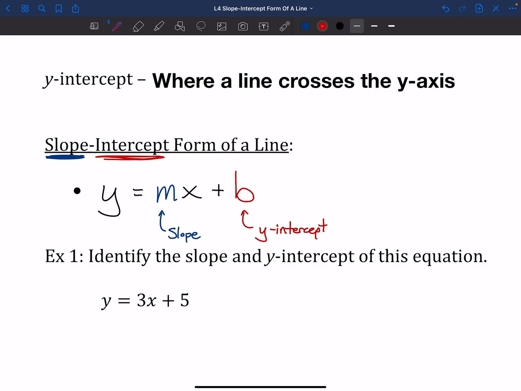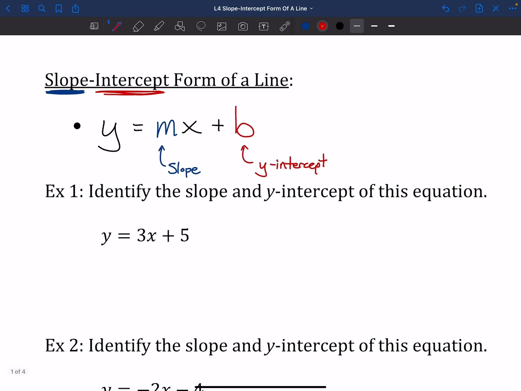When we're working on slope-intercept form, everything that's written there in black is going to stay the same. So we're going to have y equals something with an x, and then plus our, or sometimes in some cases minus our y-intercept.